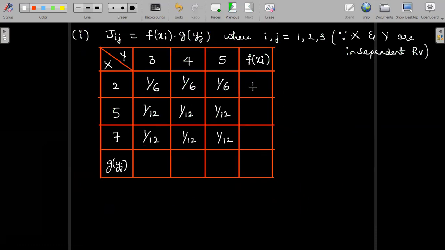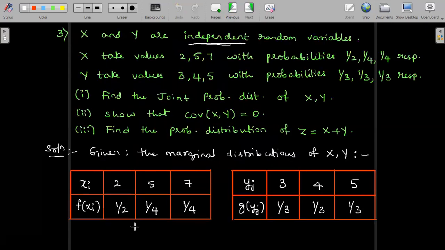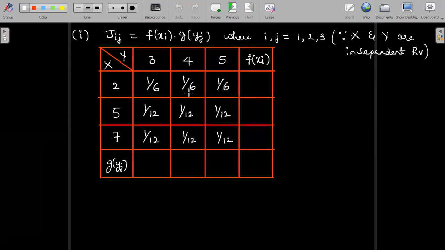Now let me tell you what we are going to sum up here. We are actually finding the sum. The sum is 1 by 6 plus 1 by 6 plus 1 by 6. Row wise, when we sum up the values, it gives us the f of xi values. That is how we get the marginal distribution table for x from the joint table, as we recall from the previous problems. So we sum up 1 by 6, 1 by 6, 1 by 6 row wise and write the sum below f of xi. The sum is 1 by 2. Similarly, 1 by 12 plus 1 by 12 plus 1 by 12 is equal to 1 by 4.